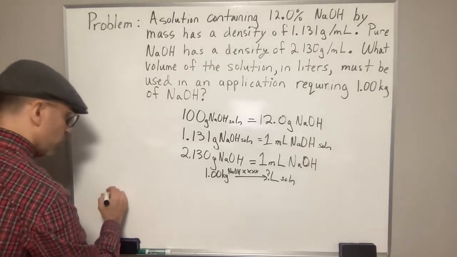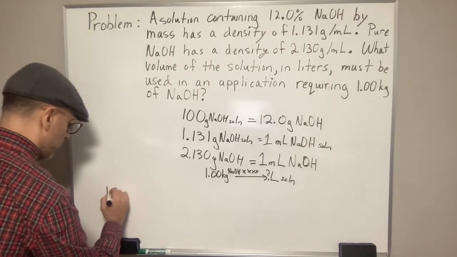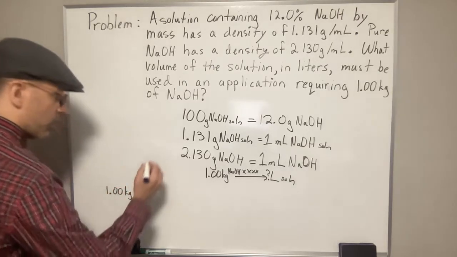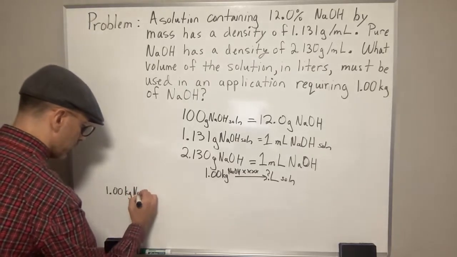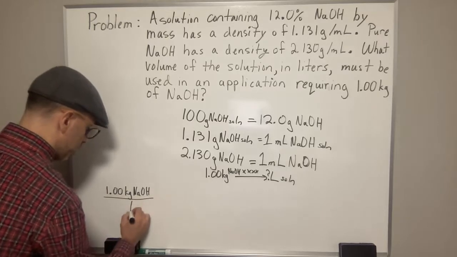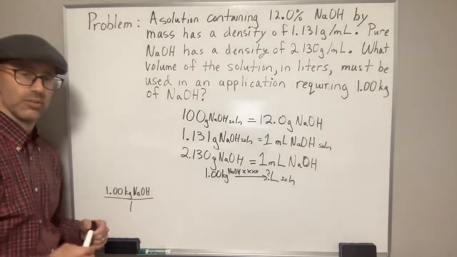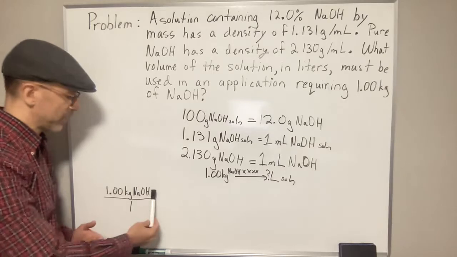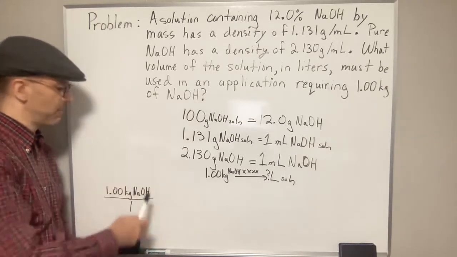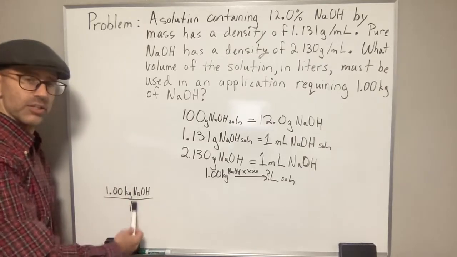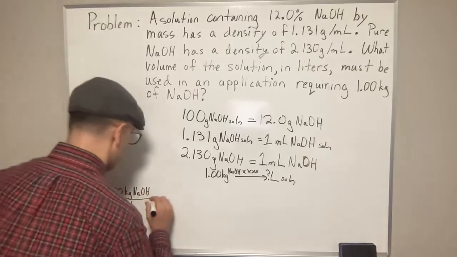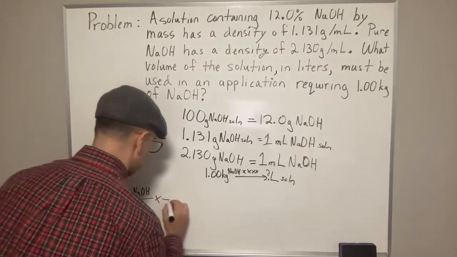So we have 1.00 kilograms of NaOH. And I'm going to put that over 1 because I want to be multiplying by my conversion factors, and my conversion factors are fractions. They're ratios, one thing over another. So I'm putting this over 1 to create the same thing. Now, the next thing I'm going to do is start multiplying by conversion factors.